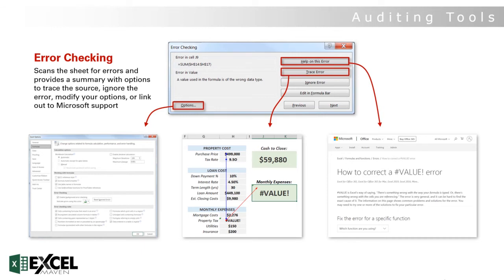You can simply ignore the error and get rid of the flag. You can edit the formula in your formula bar, or you can proceed to the previous or next error in the worksheet. So with that, let's jump into Excel and practice using these tools.